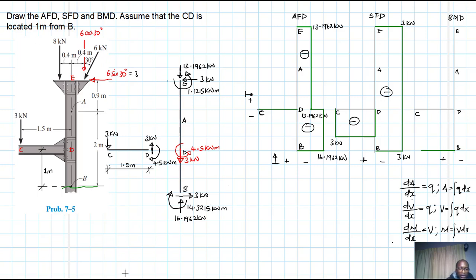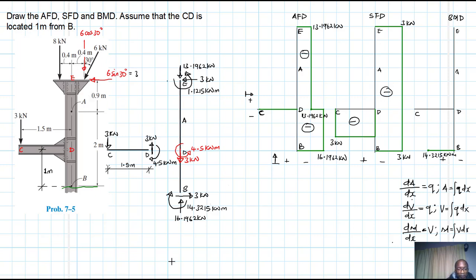All right, so let's write down this value. Maybe it's too high. Let's bring it up to here, just up to here. Let's say this value is, we already know the value is 14.3215 kilonewton meters. That's the value here. That's our initial value. And then from this onwards, let's look at what we have. Do we have anything? Of course we do.